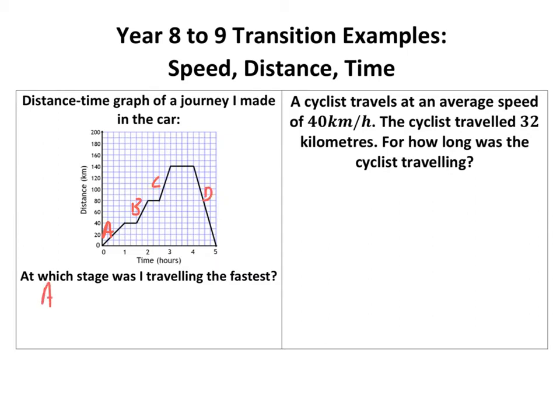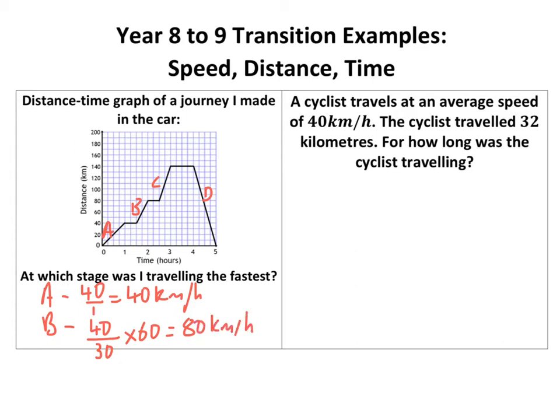Now A, I've travelled 40 kilometres in 1 hour. So that's 40 kilometres per hour. B, in half an hour, I've travelled another 40 kilometres. So 40 kilometres in 30 minutes, times it by 2. If I do 40 kilometres in half an hour, that means I'm going to do 80 kilometres in a whole hour.